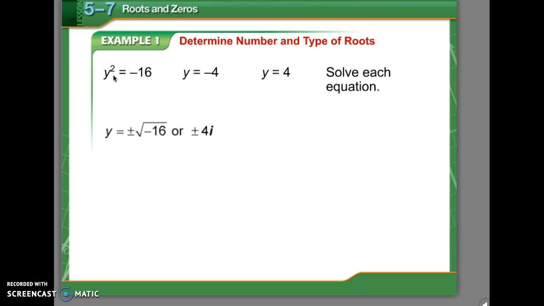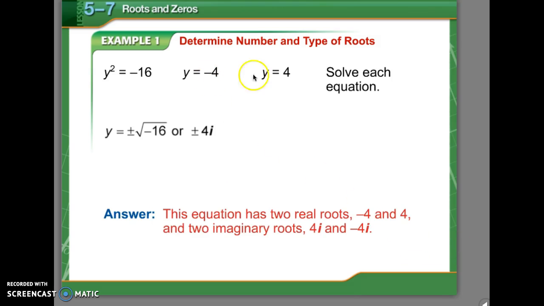Y squared plus 16 equals 0. If you bring the 16 to the right side and then square root, you're going to get plus or minus 4i. So there's 4 total solutions to this problem. And obviously 2 of them are real numbers and 2 of them are imaginary numbers.